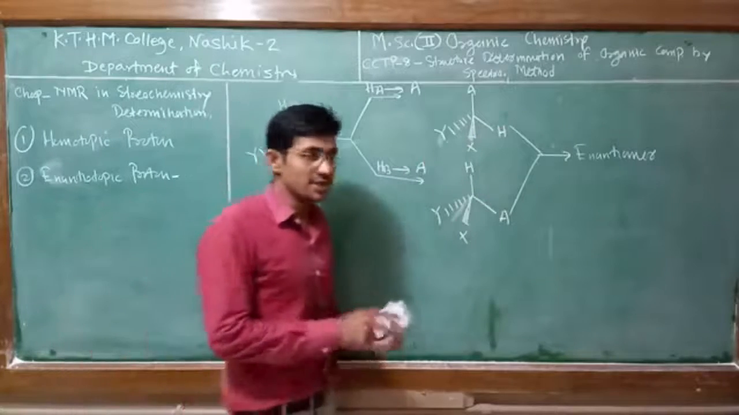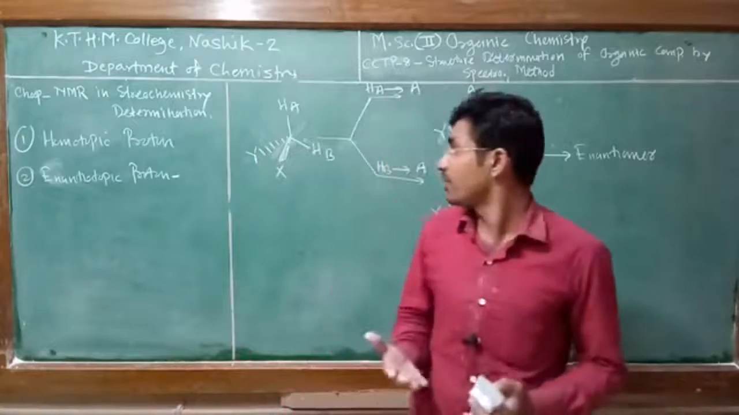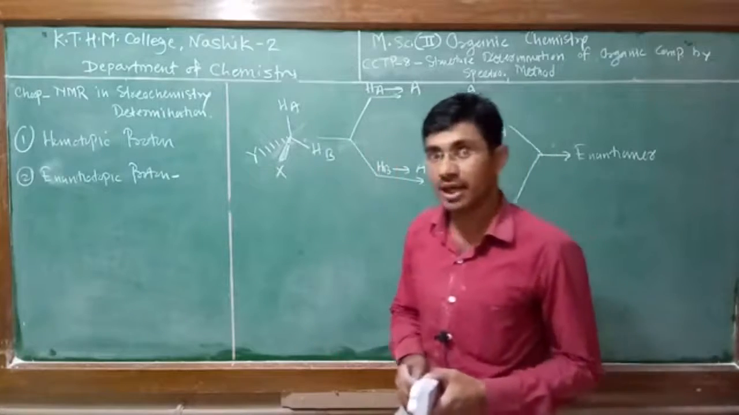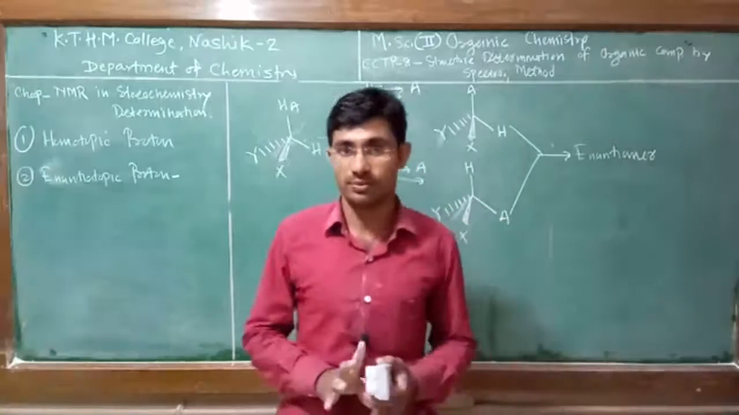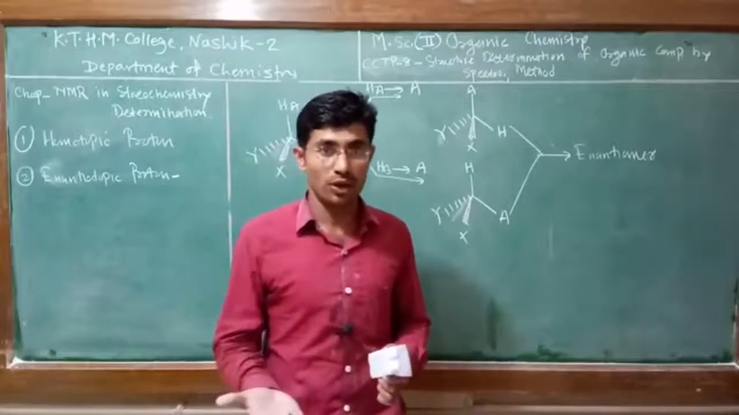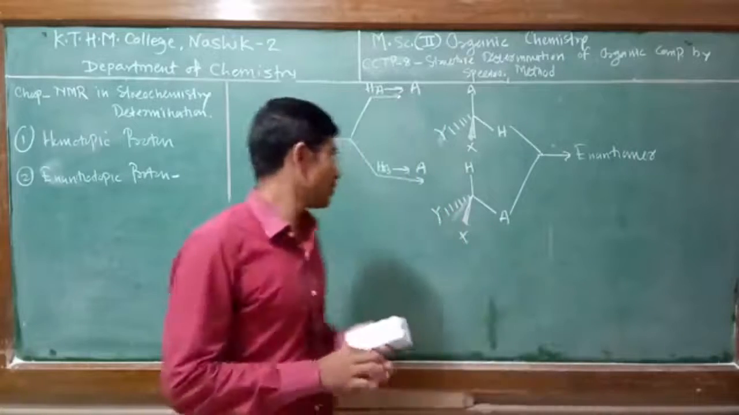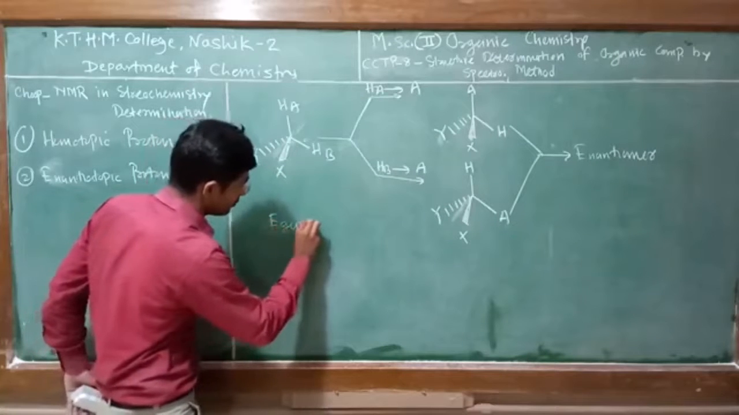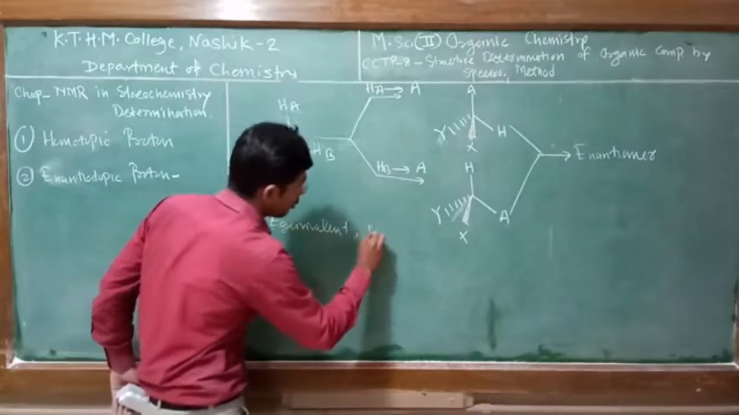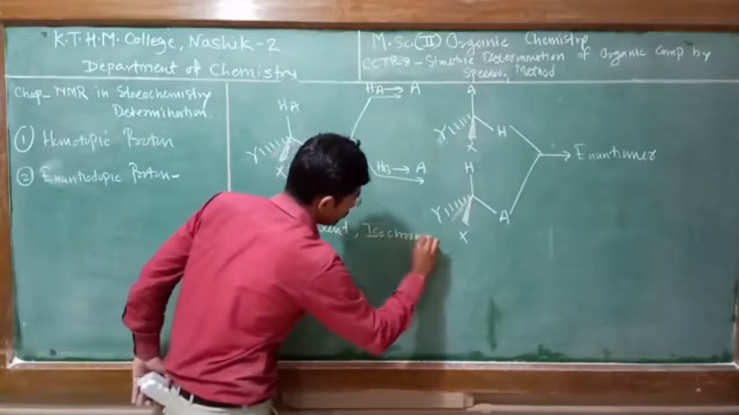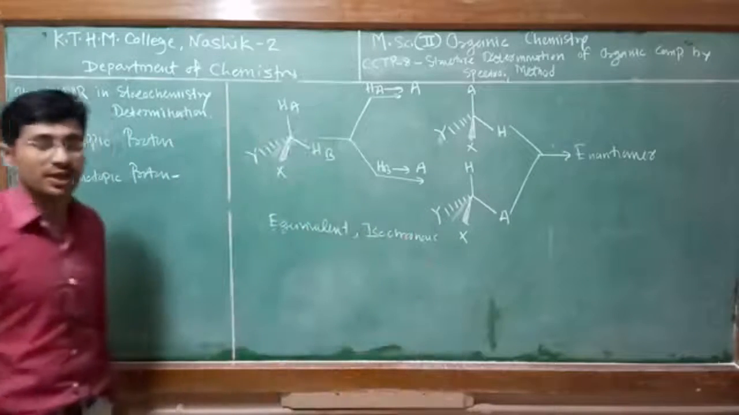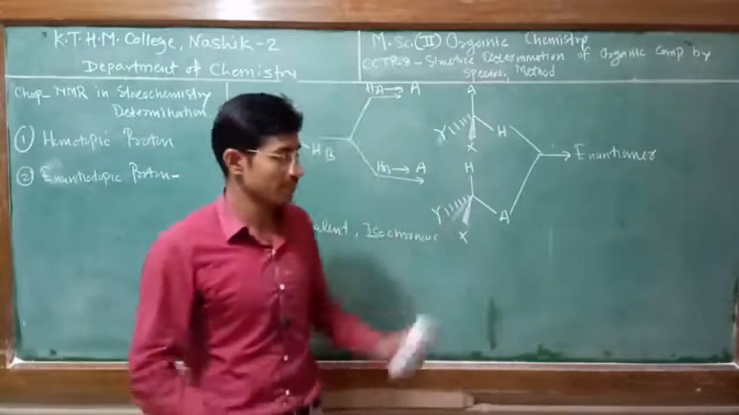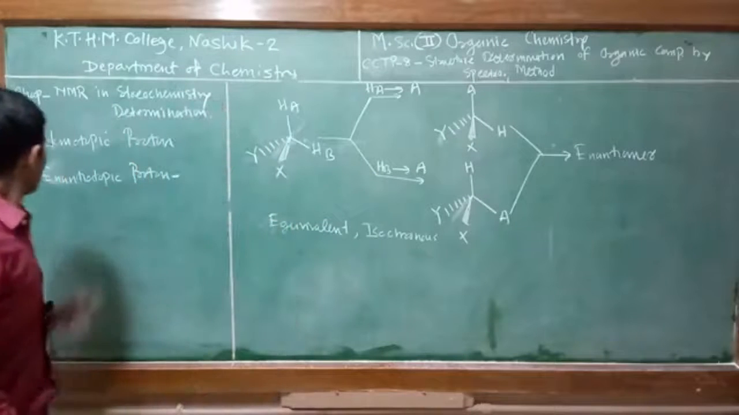So in 1H NMR, when you observe the spectra and this kind of anisotropic proton is present, they give only one signal. They are isochronous, meaning they have the same chemical shift. So we say that they are equivalent, isochronous. They have the same chemical shift, meaning these protons do not undergo spin splitting. So this is all about the anisotropic proton.